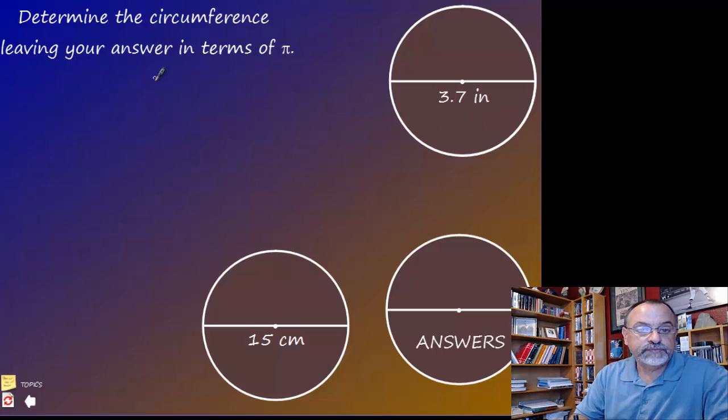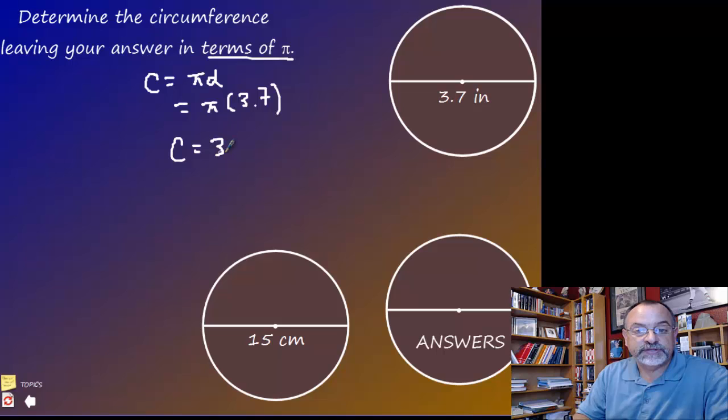Alright, so the circumference is equal to, again, it gives me the diameter, so I'm going to use pi times diameter. And so my diameter is 3.7, so I'm going to multiply this by 3.7. And because it says to leave it in terms of pi, I'm going to leave it in terms of pi. Now, as a matter of convention, we usually put the pi symbol second. And then I want you to always put units on every answer. Every answer needs to have units. So this would be the circumference in terms of pi.